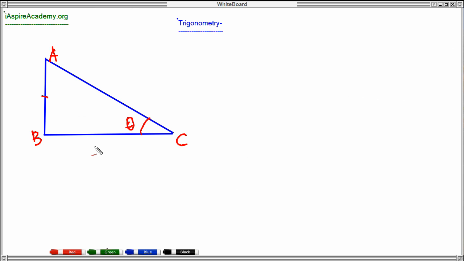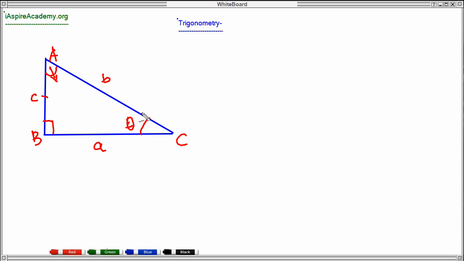Let's say one of the conventions for denoting the sides is that this side is the length A, meaning this is opposite to angle A. The side opposite to angle B is called B, which is a right angle, and the angle C, which is theta, has the side C.